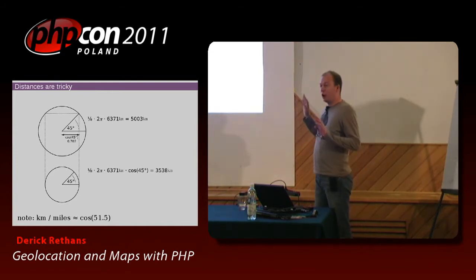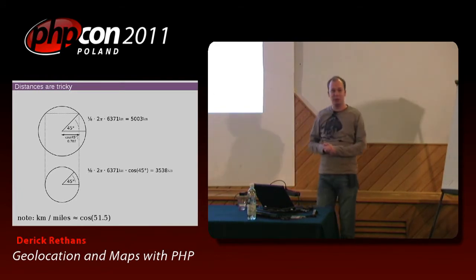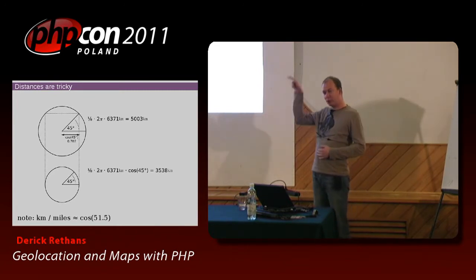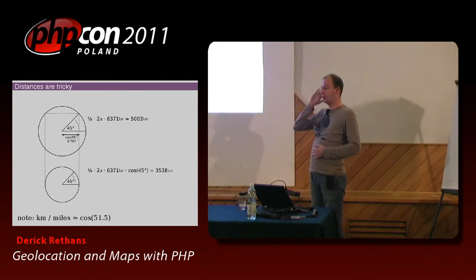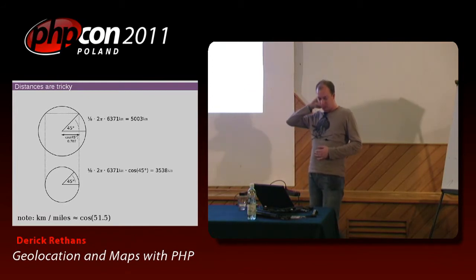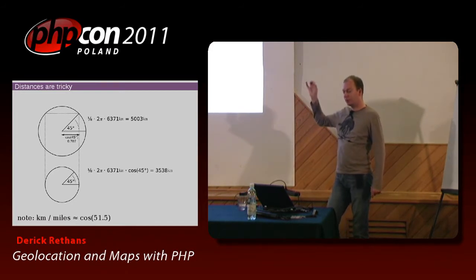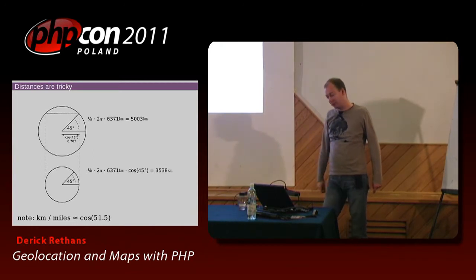This goes back to high school. I'm not sure how familiar you are with that anymore, but I wasn't at all, so I had to look this up. The top circle shows the Earth cut through the Greenwich Meridian and the dateline, really. So 45 degrees on that is an eighth of the full circle with a radius of 6,300 kilometers, which ends up being calculated as 5,000 kilometers.